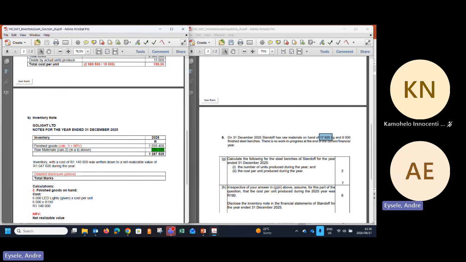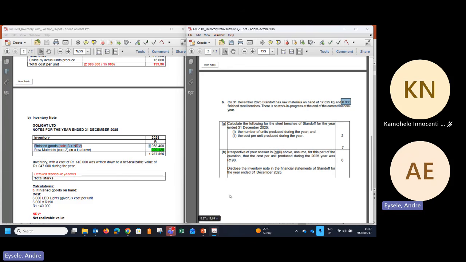But colleagues, now we must go and determine the finished goods items of your steel benches. They said the closing stock value, when you did your count of finished goods items, you found there to be 6,000 steel benches. Remember, that's the closing value of your steel benches. So after you've manufactured them and you sold 16,500, you are left with 6,000. How do we value them?